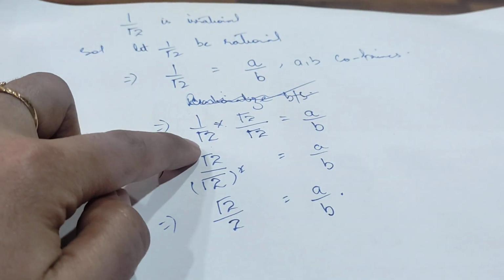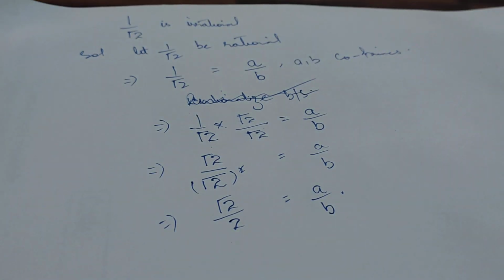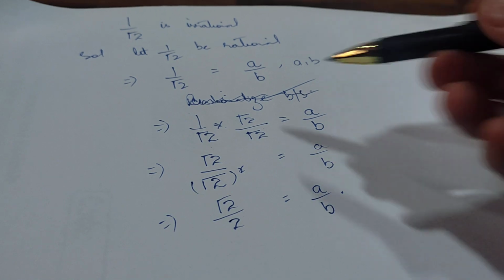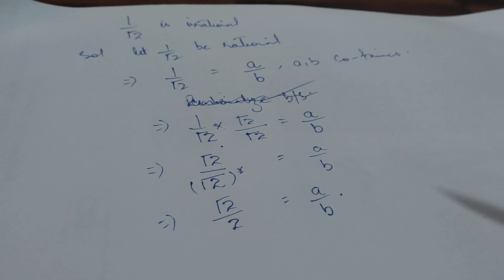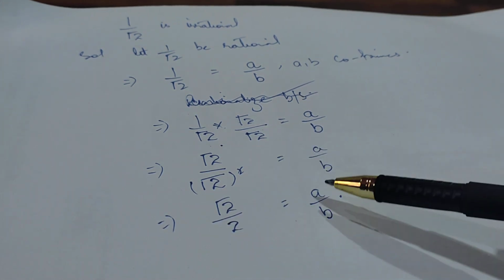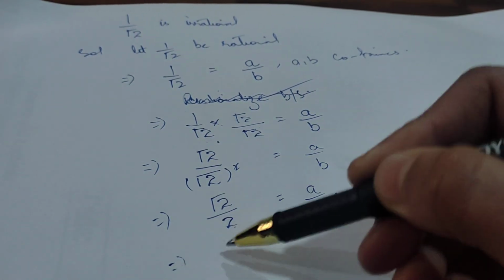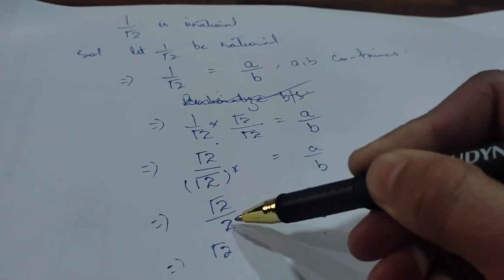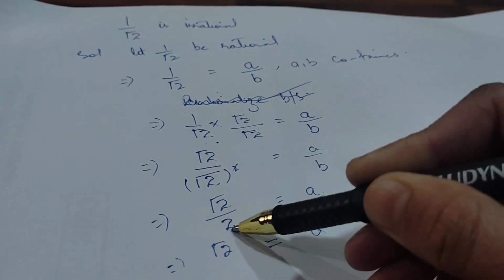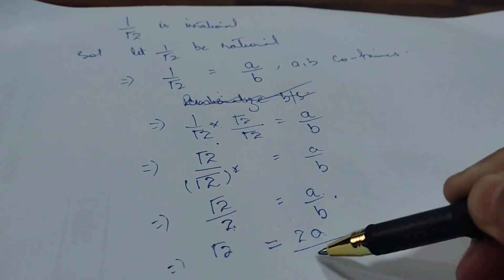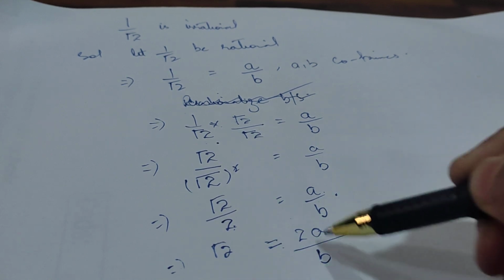Now here, simply, we adopted the method of rationalization. We rationalized this very side. Then we got under root 2 by 2 is equal to a by b. Now take this 2 away from under root 2 and move it to this side. It was in division, so here it will come in multiplication. Now what we have over here is under root 2 is equal to 2a by b.